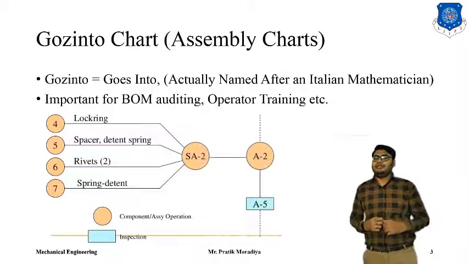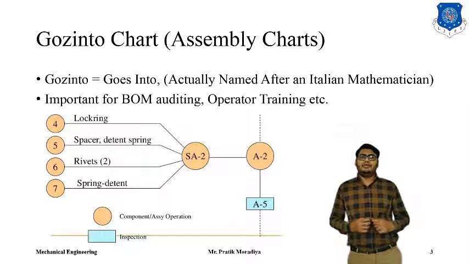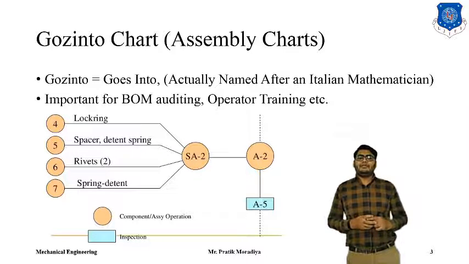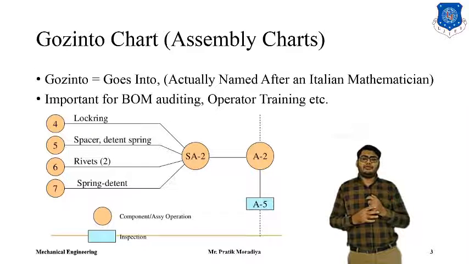This is a simple example of a Goes Into Chart. In the Goes Into Chart, the circles shown are the components, or they are the operations.